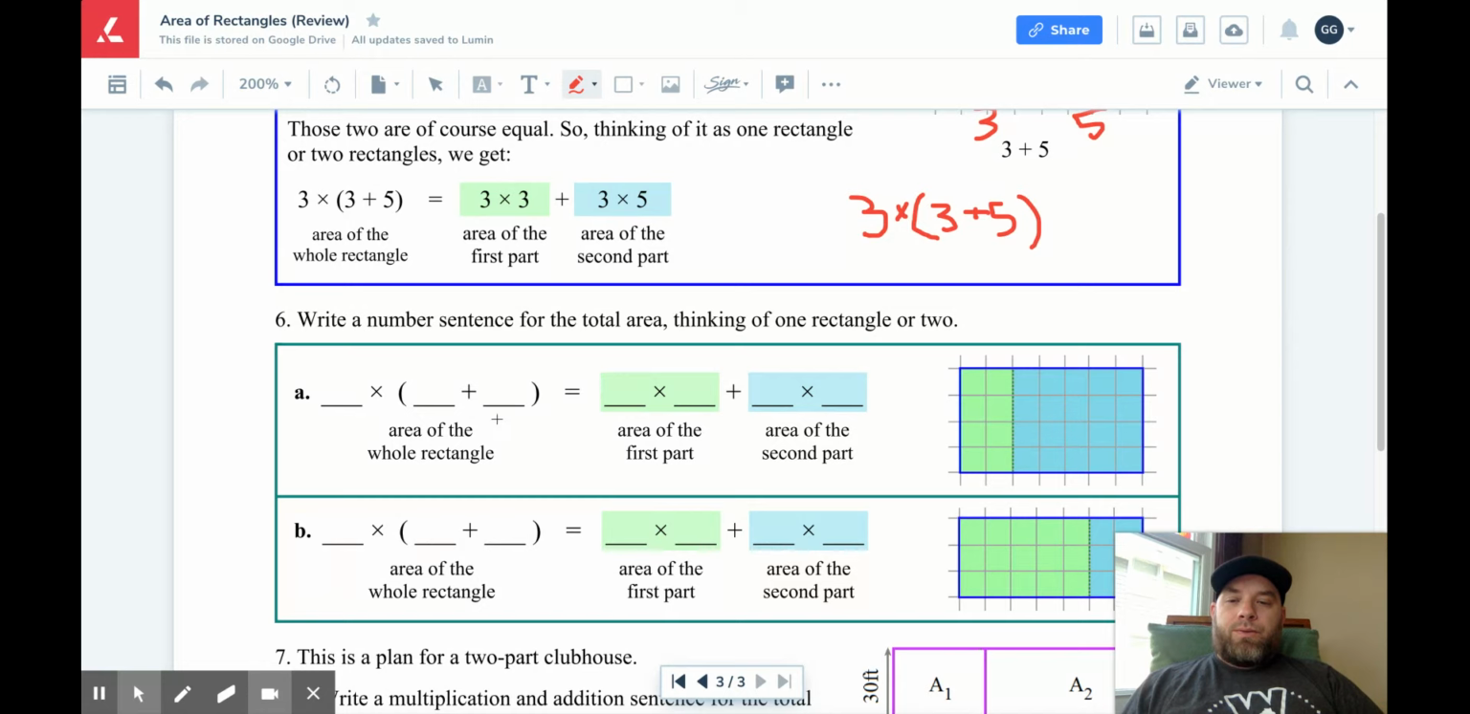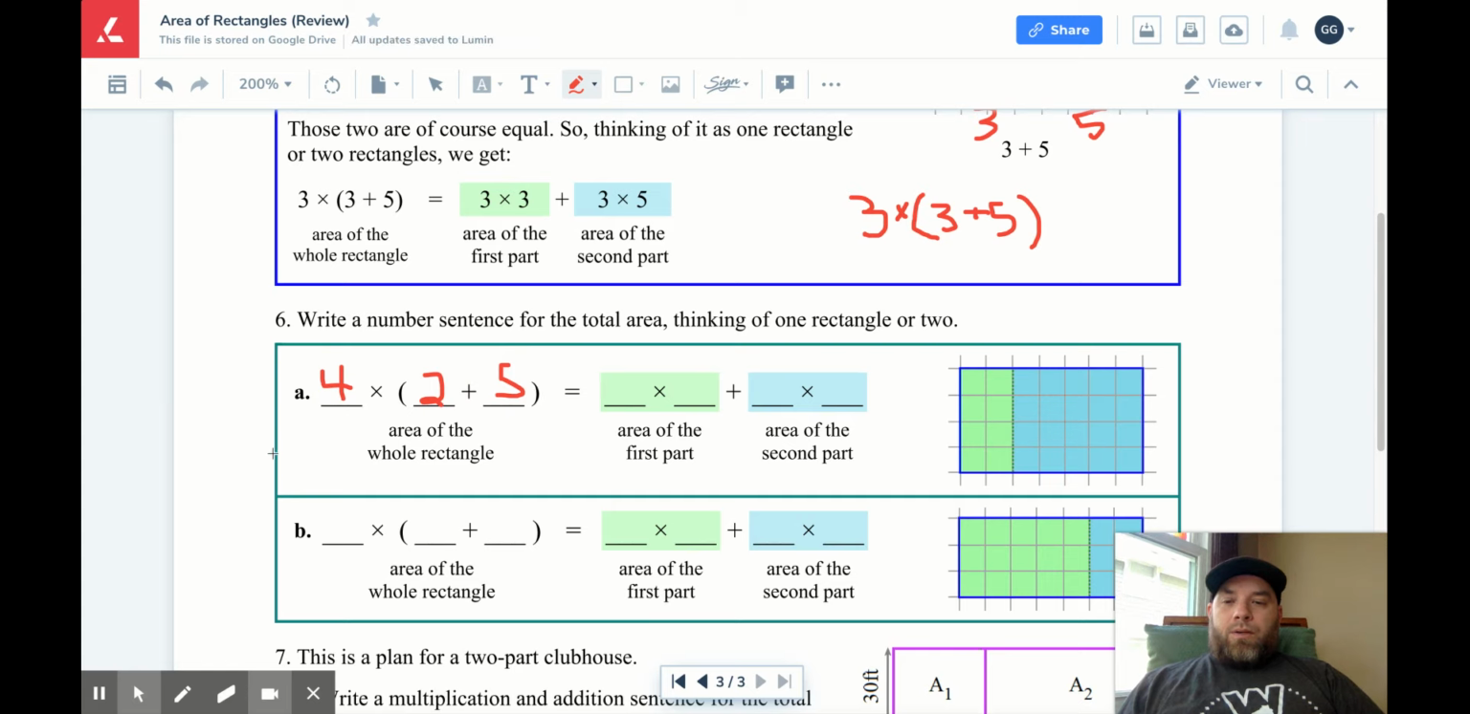So the first way I would do this, I'll do this one with you guys, number 6. So write a number sentence for the total area. All right, so one constant we have is this side here, right? 1, 2, 3, 4. 1, 2, 3, 4. So I know this first number is going to be 4. The thing that changes is the bottom part. We'll call that the base or the width. And here we have 2. And here we have 1, 2, 3, 4, 5. We have 5. Okay. So how do we write that?